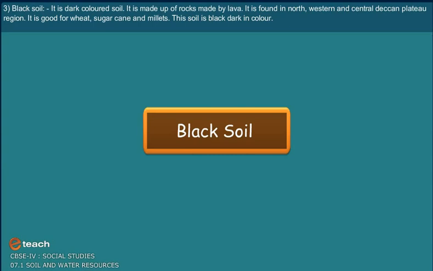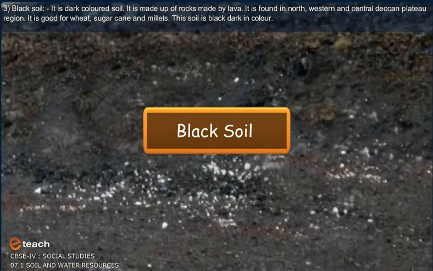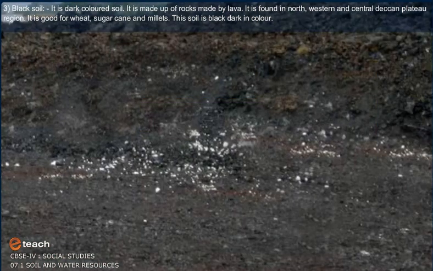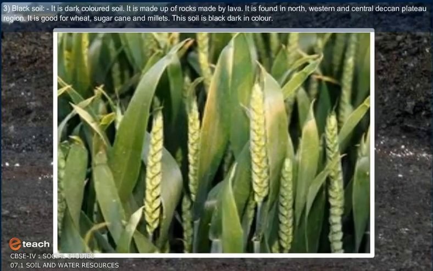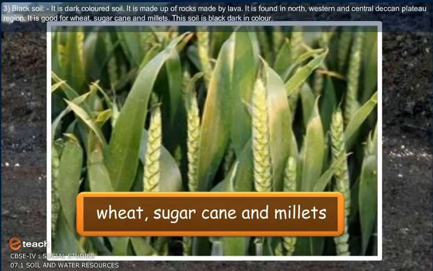The third one is black soil. It is dark-colored soil. It is made up of rocks formed by lava. It is found in the North, Western and Central Deccan Plateau region. It is good for wheat, sugarcane and millets. This soil is black-dark in color.